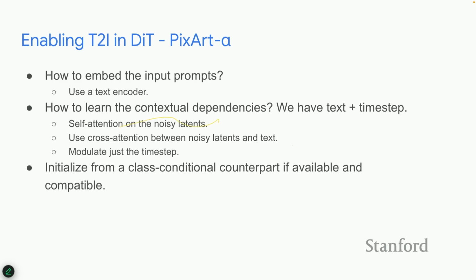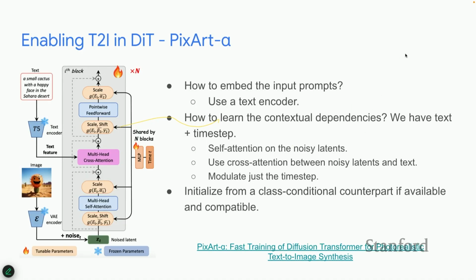And then if you have access to a class conditional diffusion transformer, and if it's compatible, it might also make sense to initialize some blocks from it, because why waste compute, right? It might help with training stabilization and so on. Now that's exactly what PixArt-alpha does. So if you were paying attention at this point, you would have realized that implementing these things is not extremely challenging, but it helps to know that that's exactly what PixArt-alpha does.